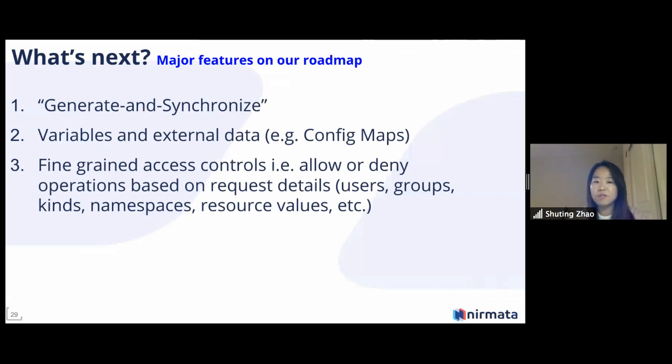But what if you want to fetch the data from external resources, like if you have a config map deployed to your cluster? We would also want to support querying the data from those types of resources. And that's one of the use cases of these variable substitutions.